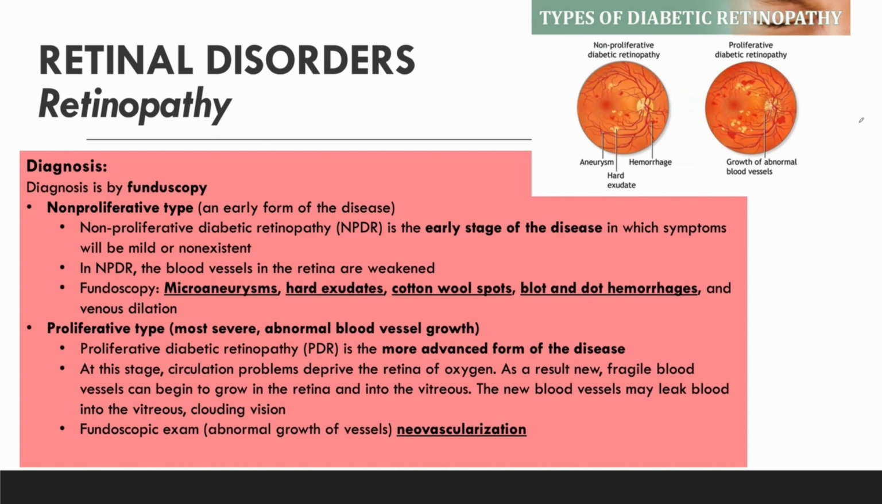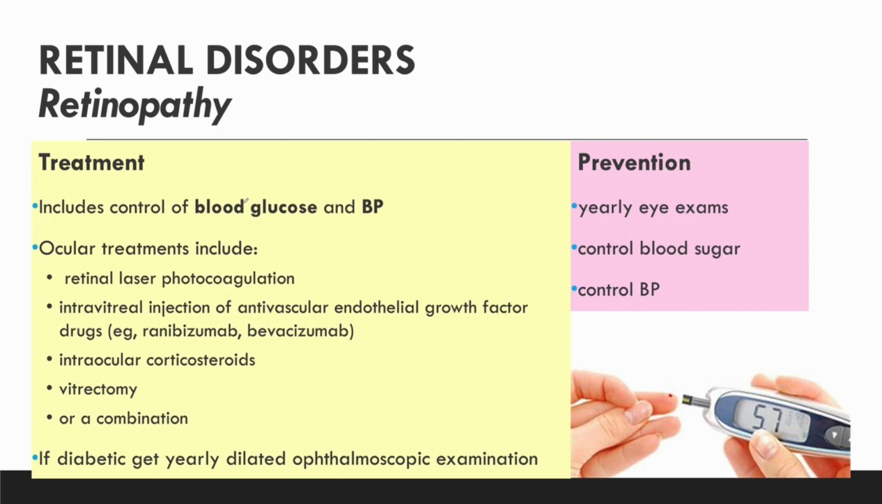How do we treat it? Well, if it is caused by diabetes, we need to control the blood sugar. We need to make sure that the blood sugar stays within the right means, and that's a teamwork thing between you and the patient. Also, blood pressure should remain normal, especially for hypertensive retinopathy.